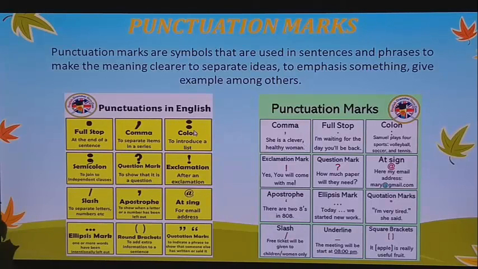Good. Colon, to introduce a list. For example, Samuel plays four sports: volleyball, soccer, and tennis. You see, in that case, we are giving examples.